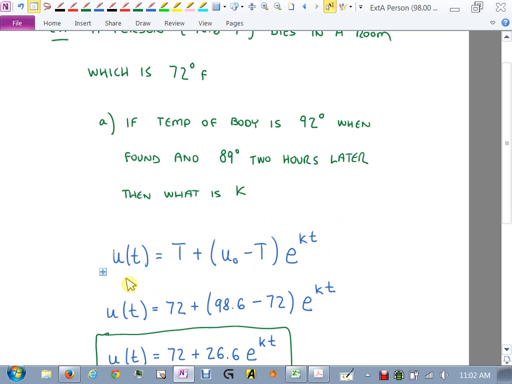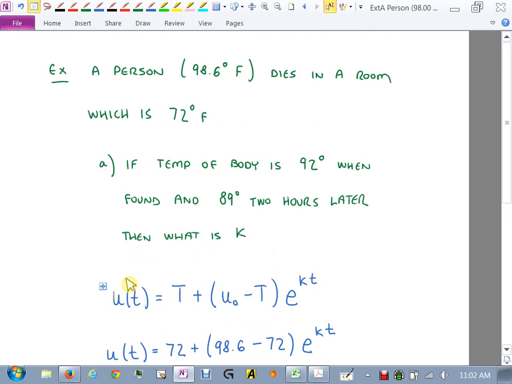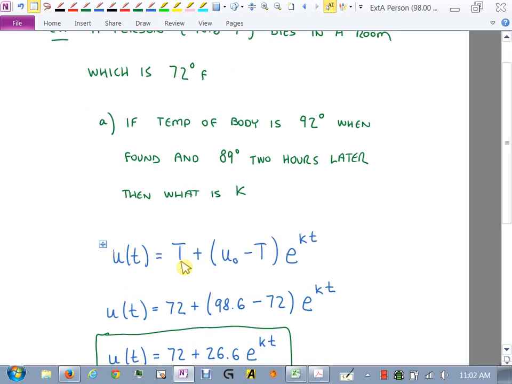What did we call this thing? This is Newton's law of cooling, right? Where the capital T is the temperature of the room, u sub 0 is the initial temperature of the object. In this case, it was a body. We assumed it to be 98.6. k is the constant, we don't know. Little t is how much time has elapsed, right? And I showed you last time that if we plug in t is 0, we get the person's temperature, 98.6.